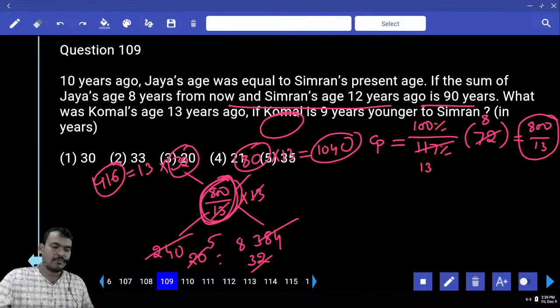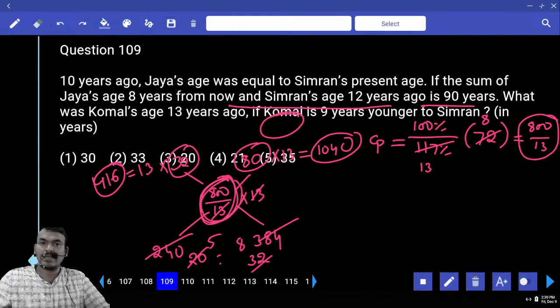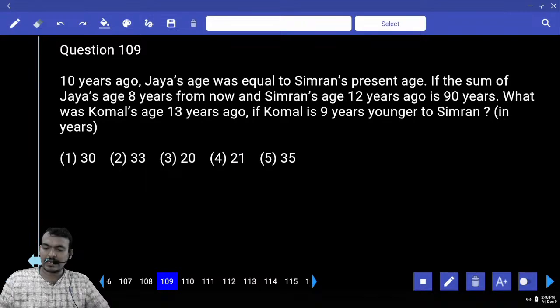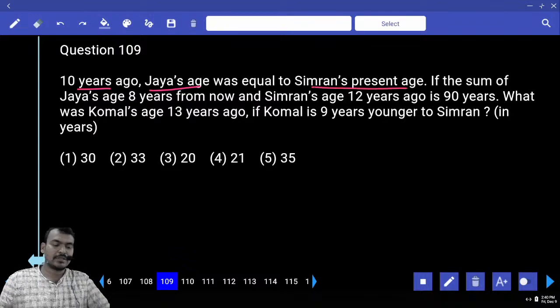Next question number 109. 10 years ago, Jaya's age was equal to Simran's present age. The sum of Jaya's age 8 years from now and Simran's age 12 years ago is how many years? 90. What was Komal's age 13 years ago? Komal is 9 years younger than which one? Simran. First, Jaya 10 years ago equal to which one? Simran's present age.